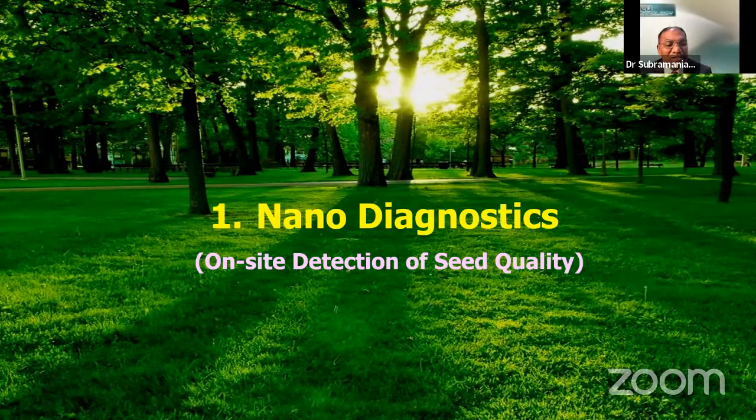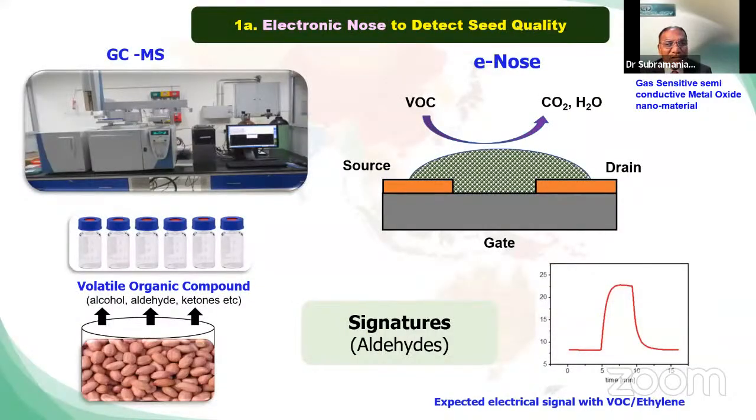Can I have the next slide, please? And again, there are three methods. I'm going to show you the first method, how the seed quality can be assessed with eNose technology. It is referred to as electronic nose technology to assess the seed quality.